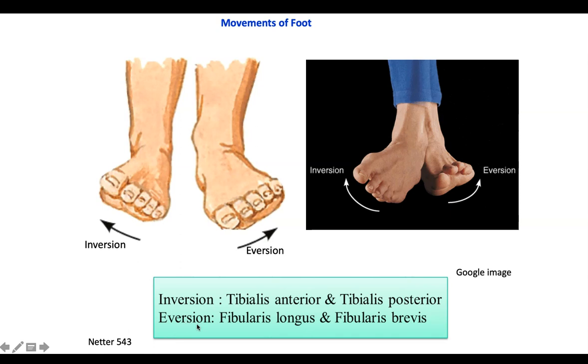Eversion movement is produced by two muscles, fibularis longus and fibularis brevis. These two muscles are the muscles of the lateral compartment of the leg. They produce the eversion.